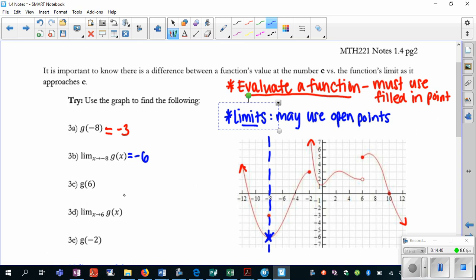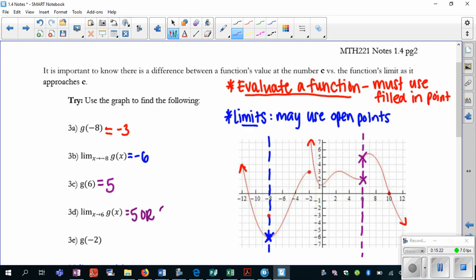So if we look at another example, g of 6, so we go to 6, again, cannot use the open circle for evaluating. I have to use a filled in point. So this is going to be 5. And then if I approach the limit, now I'm going to draw in my dotted line again. From the right-hand side, we're up here at 5. And at the left-hand side, we're down here at 2, it looks like. So now we're seeing that the limit could actually be 5 or 2. So I'm going to just write that.